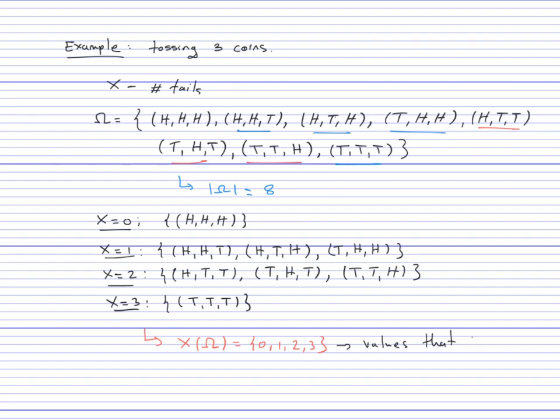that X returns. So for example, if you are doing the experiment, in this case tossing 3 coins, and you get heads, heads, tails, then X returns 1. If you get tails, tails, tails, X returns 3, and so on. But in general, the only values that X can return are 0, 1, 2, or 3.